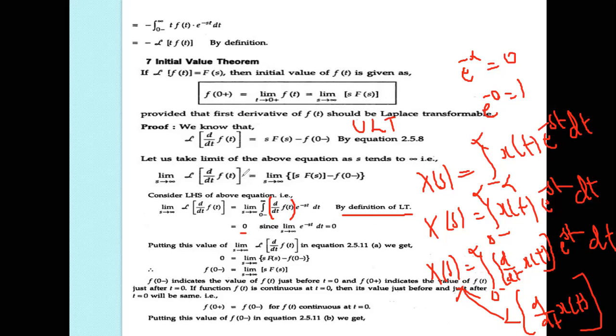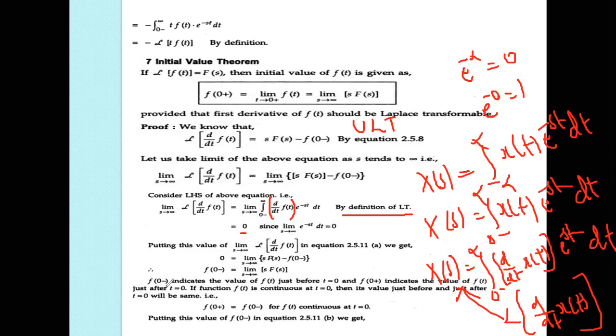Now substitute this 0 value: the Laplace transformation of d by dt of f of t is 0, which is equal to the limit s tends to infinity of s into F of s minus f of 0 minus. In the second term there are no s terms, so you can bring it to the left side, where the minus becomes a plus. f of 0 minus is equal to the limit s tends to infinity of s into F of s.